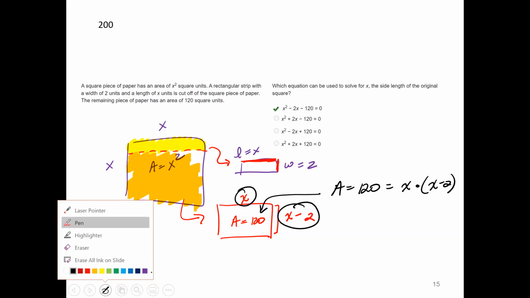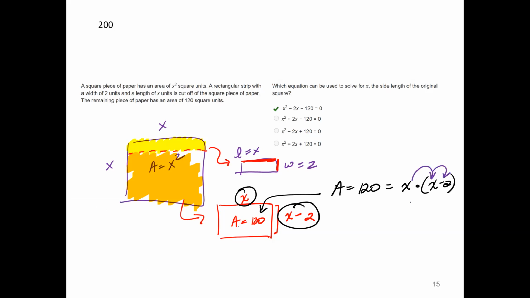So then I have to go ahead and distribute the x. So let's distribute the x. So I have x times x, which is x squared. X times 2 is a negative 2x equals 120.